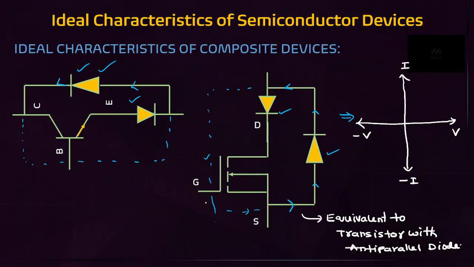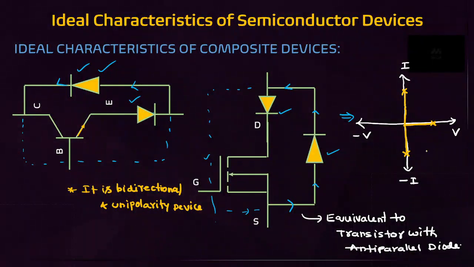Transistor with anti-parallel diode means, as you know, up to the transistor which quadrant? First quadrant. Because of the anti-parallel diode, what can you get? Current we can get because of the anti-parallel. Then this is also which device, friends? It is also a bidirectional unipolarity device. It conducts in both directions and blocks only one polarity.